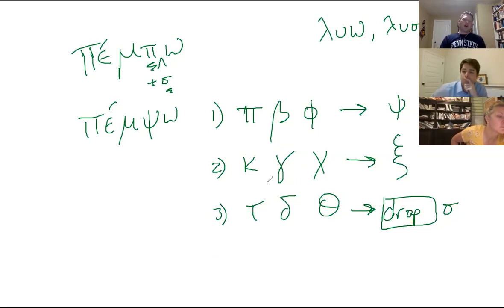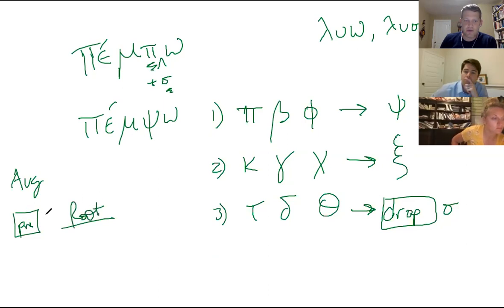So just like with our augment, where we had to be on the lookout, it could show up between a prefix and the root word. So it could show up right here. We have to be on the lookout. Similarly, with these sigma tense signs, we're going to have to be on the lookout before our ending, not just for a sigma, which could just be the sigma, like luo becoming luso, but we're going to have to be on the lookout for, wait a second, that is pempo. That is pempso now. Something happened here.